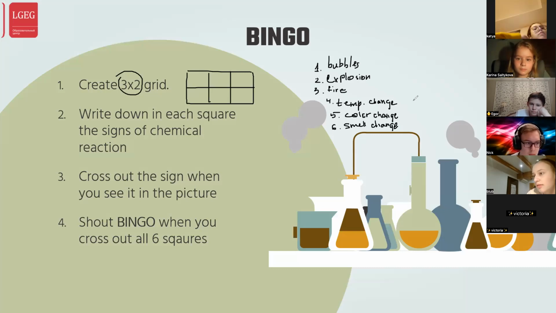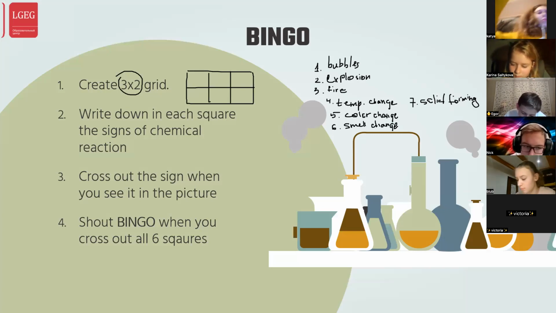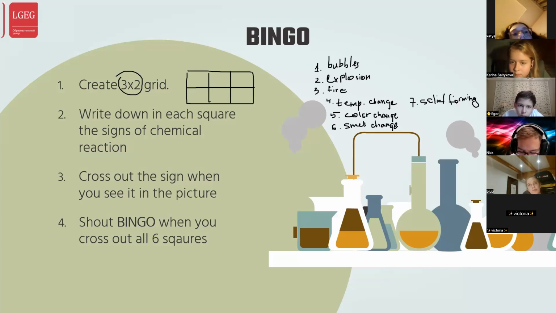And we also have solid formation. Solid forming. So 7 signs. So I want you to choose any 6 and fill in the grid that you have. So the winner will be the person who crosses out all 6 squares first. So it's on your luck. Who guesses which one will be the first 6?